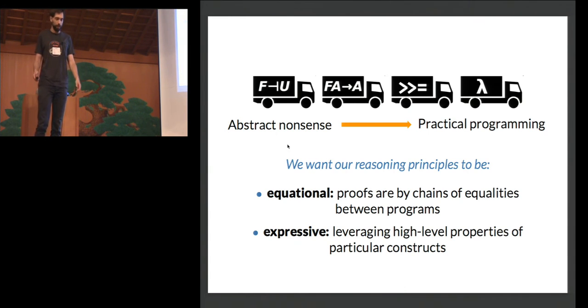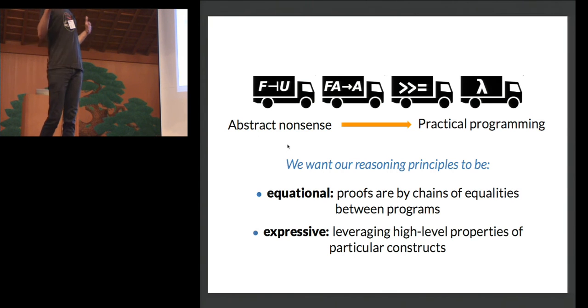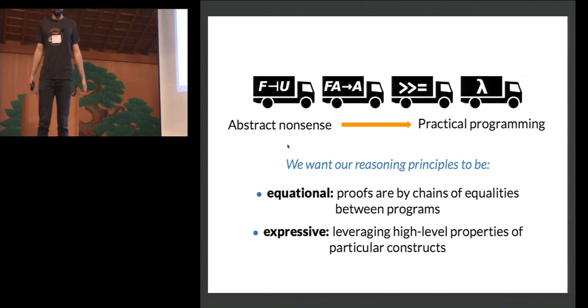There are two things that we want our reasoning principles to be. We want our reasoning principles to be equational, so that we can reason by chains of equalities between programs. And we want them to be expressive. By that I mean that they need to preserve some higher level, higher order properties of the structures from this abstract nonsense world.